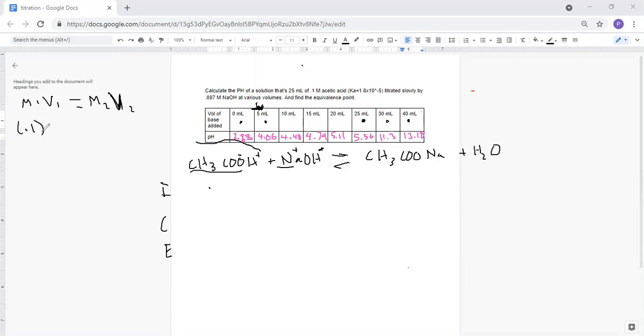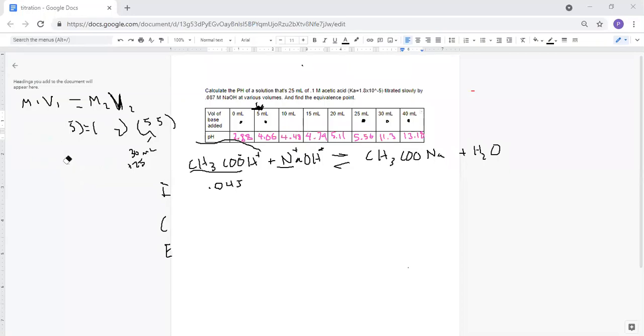We had 0.1 originally as our molarity in 25 mL, and we want our second molarity after base is added. So our volume is going to be 30 mL base plus 25 mL acid, so it's going to be 55. And our molarity 2 in this case for the acid is going to be 0.045. So now we have 0.045 here for the acid, the acetic acid.